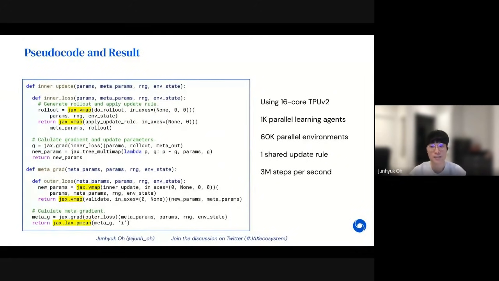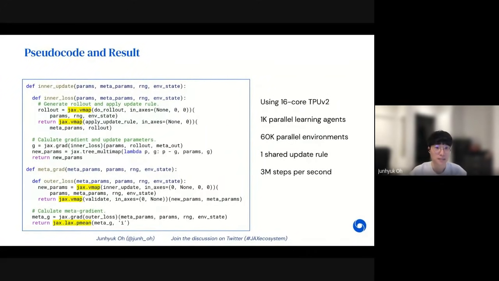So in the actual experiment, we used a 16-core TPU, and using this TPU, we could simulate 1,000 parallel learning agents and 60,000 parallel environments with one global shared update rule. And we were able to process more than 3 million steps per second using a 16-core TPU.